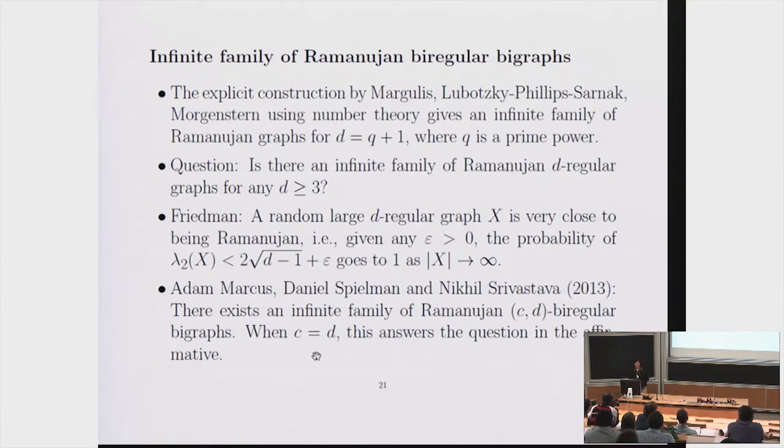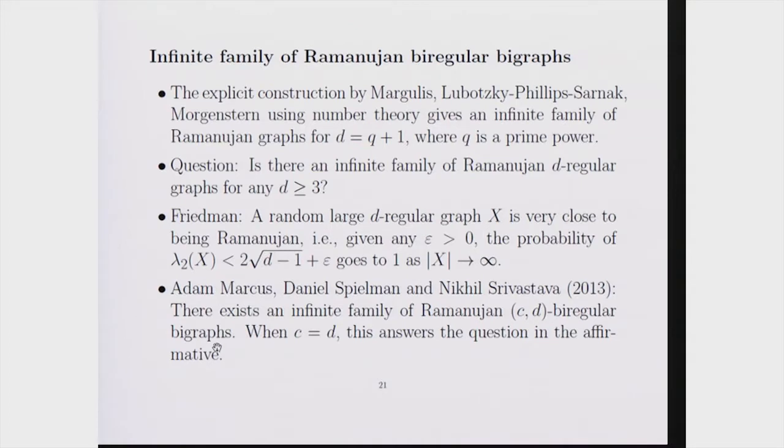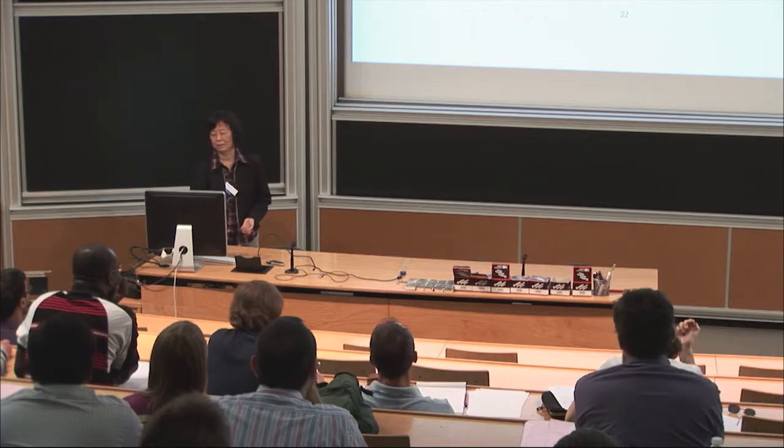Okay. So a very marvelous result this spring was that Marcus, Spielman and Srivastava have shown that there exists an infinite family of Ramanujan (c,d)-biregular bigraphs. So when c is equal to d, we are looking at the d-regular graphs. So they answer this question in the affirmative, for any c and d. So I'm going to explain their work.